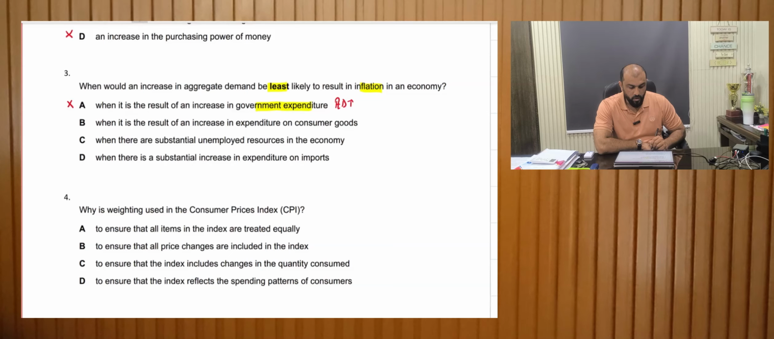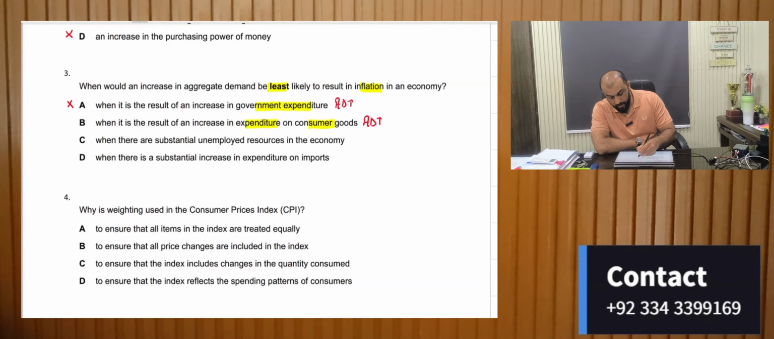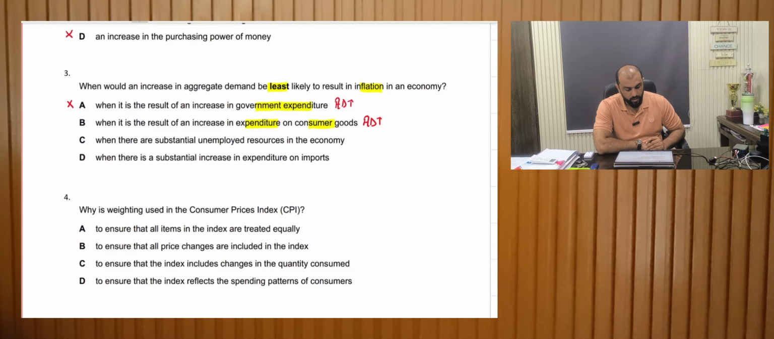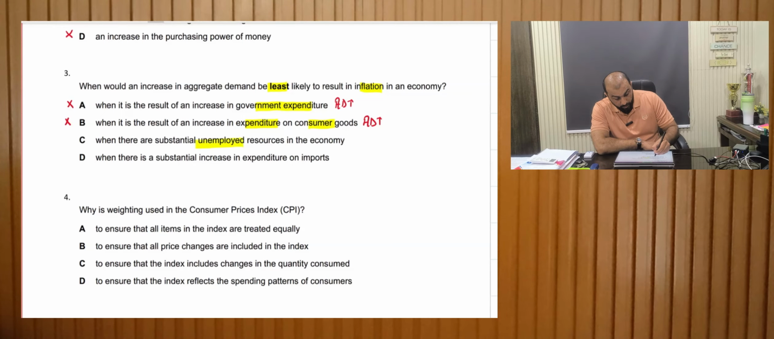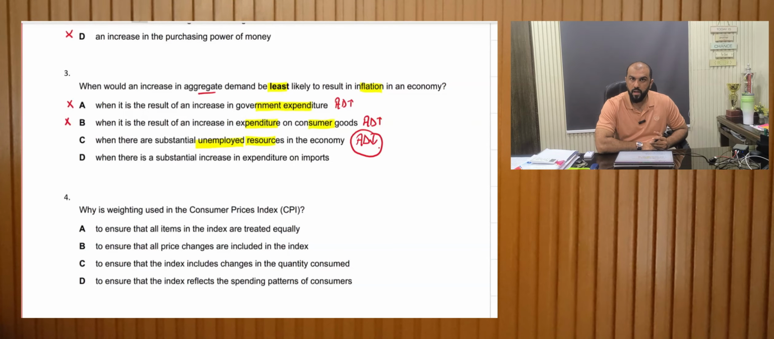When it is the result of an increase in expenditure on consumer goods, which basically means consumer expenditure, this would also increase your aggregate demand, hence causing inflation. So this cannot be the answer. When there are substantial unemployed resources in the economy. Now this is a concept that we're going to study later in economic growth. When there are unemployed resources, this means that the aggregate demand has decreased. Now when the aggregate demand is increasing and then decreases, it might just offset and there might be no inflation. So that is why this would be the right answer.